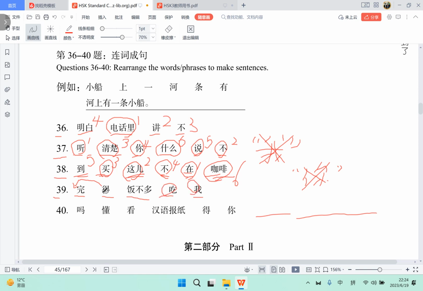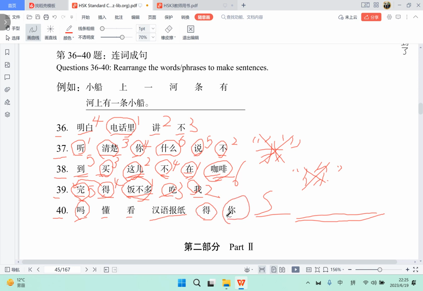So the topic here is 饭不多, so it should be 饭不多我吃得完. 饭不多 here is the topic of the sentence and also the subject, then the rest is actually a whole sentence, but here it is a part of the sentence. Okay, last one: 吗 must be at the end of the sentence, and 懂, understand, here must be a complement. 看, to read and to look, 汉语报纸, the newspaper in the Chinese language, 的, so this is the mark of the complement, so it should be 看得懂.